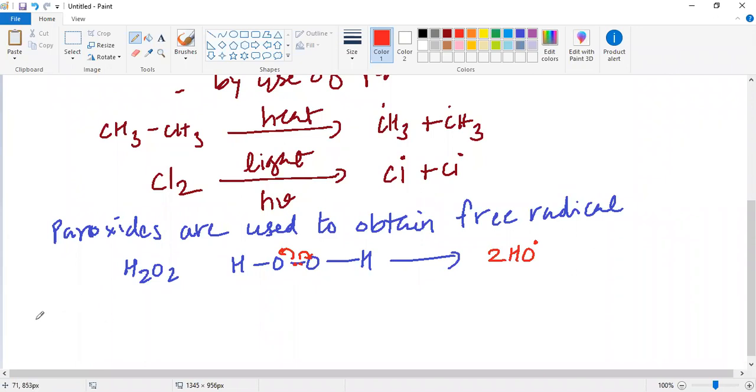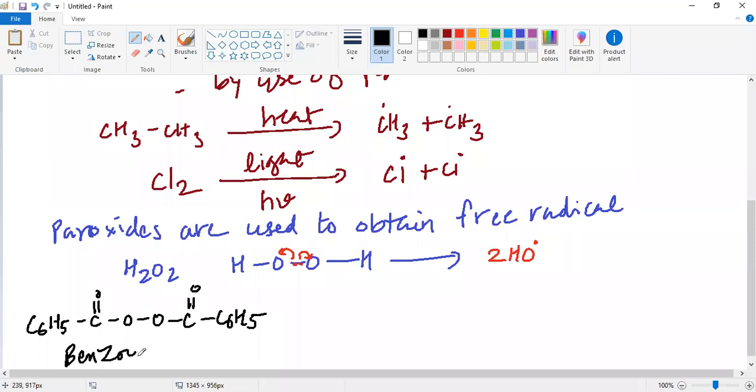Another one is known as benzoyl peroxide. Let me show you, my dear students, benzoyl peroxide: C6H5, C double bond O, bond O, bond O, C double bond O, C6H5. This is what is known as benzoyl peroxide.